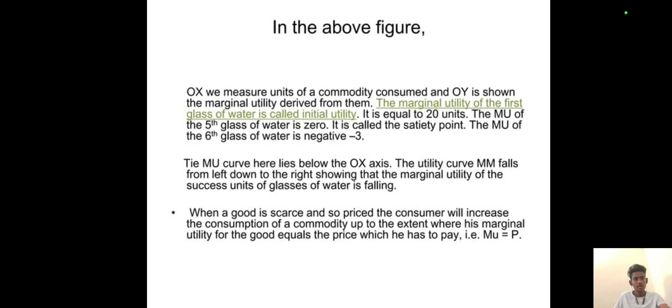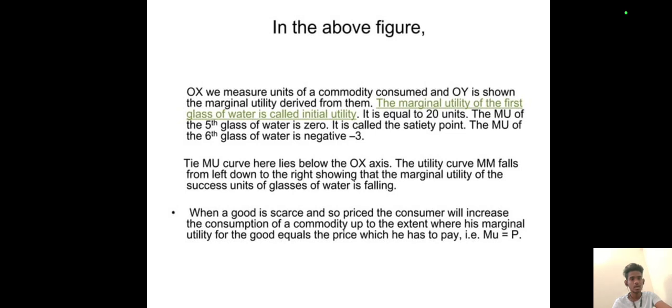On OX we observe units of commodity consumed and on OY is shown the marginal utility derived from them. The marginal utility of the first glass of water is called initial utility. It is equal to 20 units. The MU of the fifth glass of water is 0. It is called the satiety point. The MU of the sixth glass of water is negative, minus 3. The MU curve here lies below the OX axis. The utility curve falls from left down to the right, showing that the marginal utility of the successive units of glasses of water is falling.